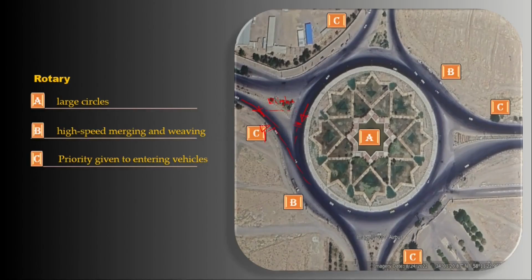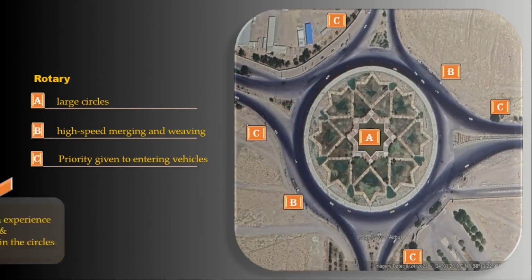Given this feature, entering traffic will outnumber the exiting traffic. So during peak hours, the rotary will experience congestion, and if the queue is pulled back, it can lock up the adjacent leg and maybe even the whole set of legs.